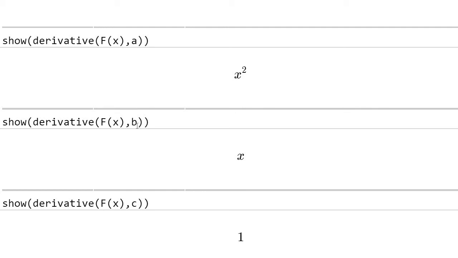The derivative with respect to b is just x. It's a line with slope x. And the derivative, if c is the variable, is just 1. It's a line with slope 1. Everything else is constant.